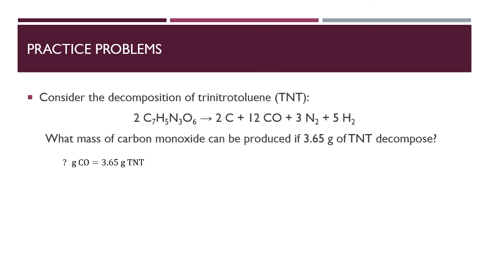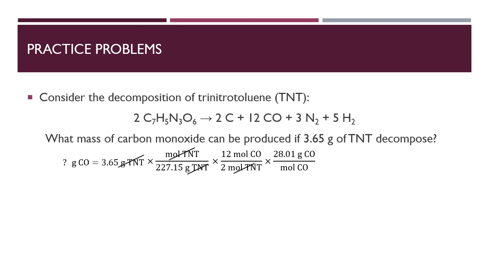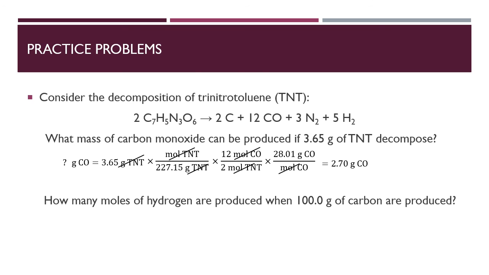If you haven't already paused the video and tried it yourself, go ahead and do that. All right, so we're going to convert from grams to moles first, just using the molar mass. Again, that's the molar mass of C7H5N3O6. Grams of TNT cancel, going from grams to moles. Now I can use my mole to mole ratio. Notice I have 2 moles of the TNT for every 12 moles of the carbon monoxide, so that's my 12:2 ratio there. Moles of TNT cancel. Now I can convert from moles to grams. Moles of carbon monoxide cancel using the molar mass of the carbon monoxide, and that will give me the 2.70 grams of carbon monoxide.